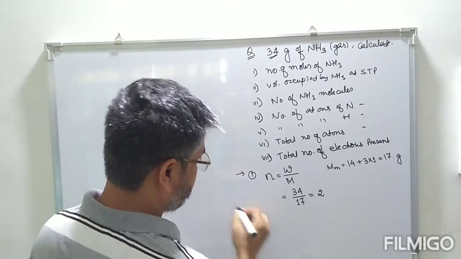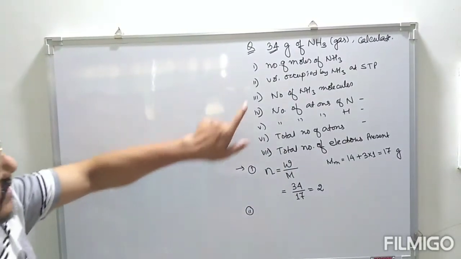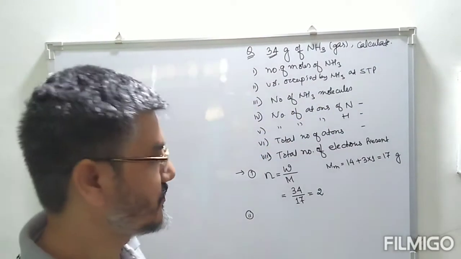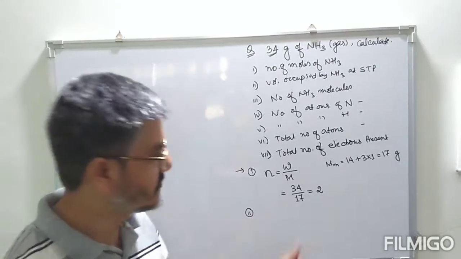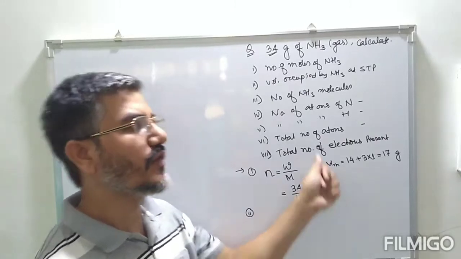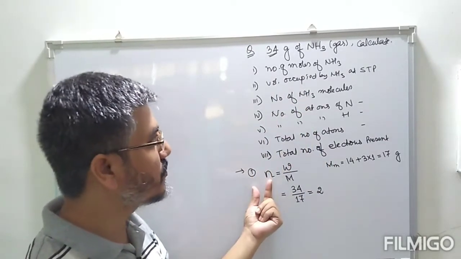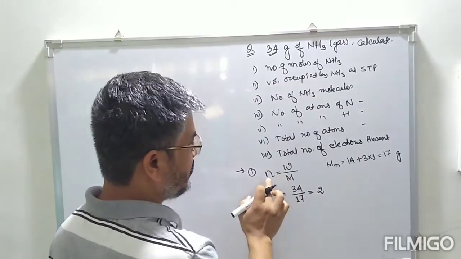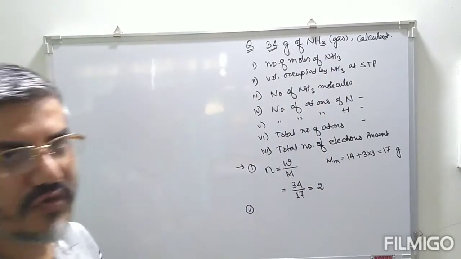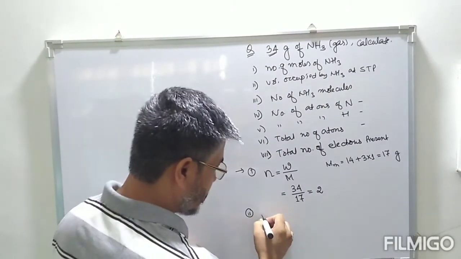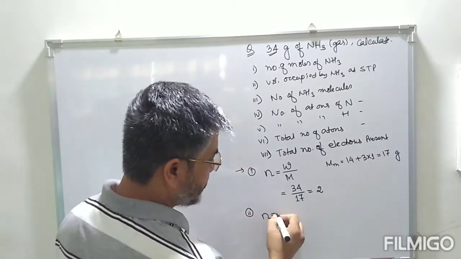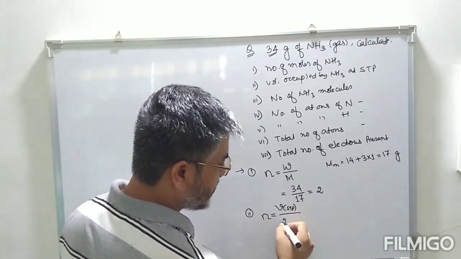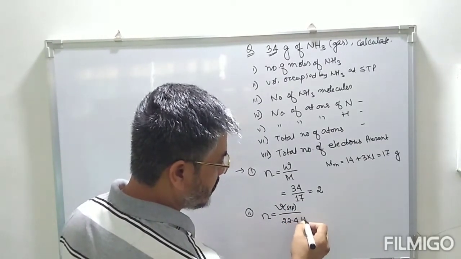Second, let's find the volume occupied by ammonia gas at standard temperature and pressure. That means we have this number of moles, 2 moles, and we have to define this number of moles in terms of volume occupied by the gas at STP. So we have this equation: number of moles is equal to volume occupied by the gas at STP divided by molar volume, that is 22.4 liter.